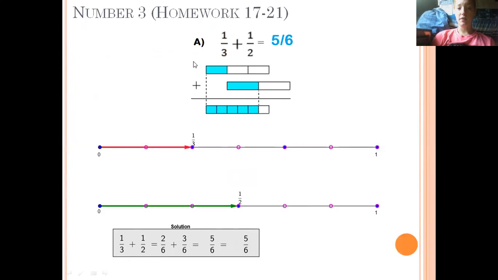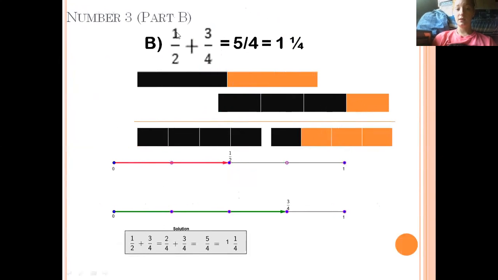So here we're doing 1/3 plus 1/2, and it equals 5/6. And here's our fraction strip to represent that, and here's our number line to represent that. Part B, 1/2 plus 3/4 equals 5/4, which simplifies to 1 1/4. Well, here's our fraction strip to represent that, and here's our number line to represent that.